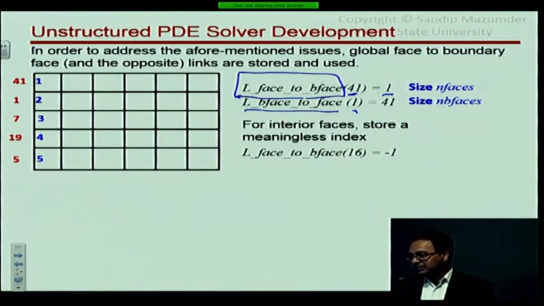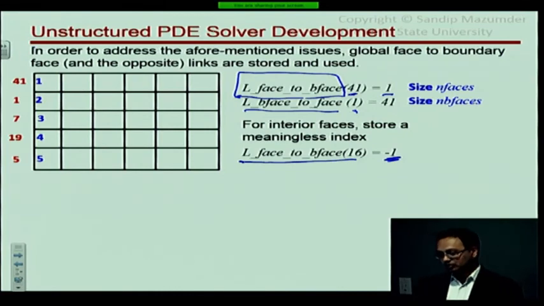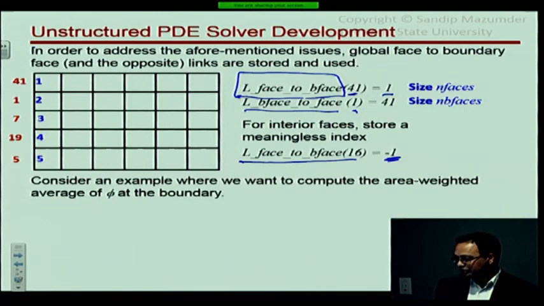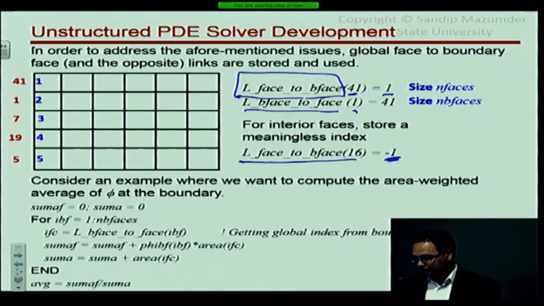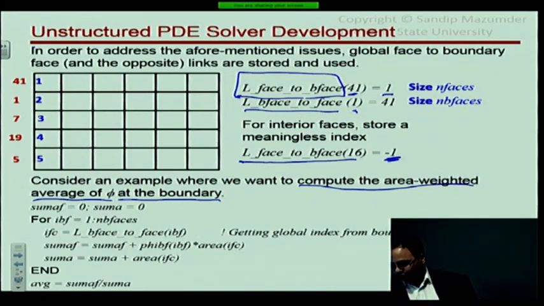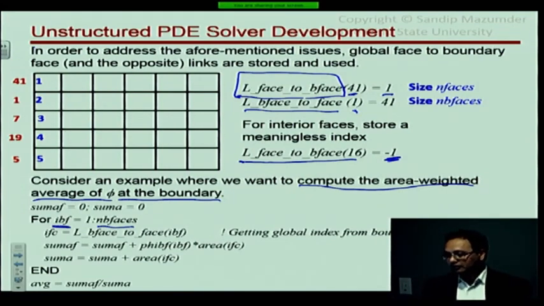For interior faces, what is generally done is you store a negative number just to show that it's meaningless, that it is an interior face. Here is an example of where this kind of data structure is used. Suppose I want to compute the area weighted average of phi at a boundary. I'm going to run a loop over all the boundary faces, going up to NB faces. Notice that I'm not looping over all faces, just the boundary faces.